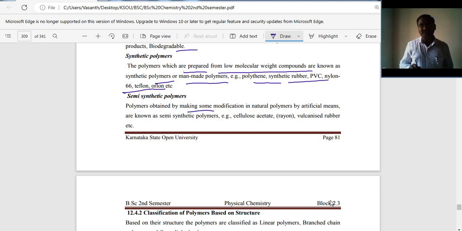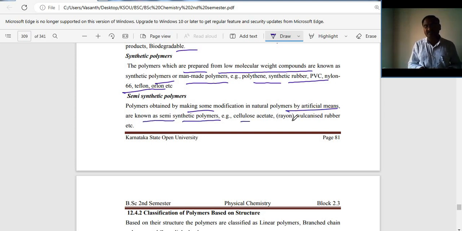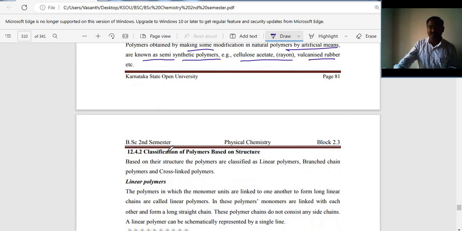Semi-synthetic polymers are polymers obtained by making some modification in natural polymers by artificial means. Examples: cellulose acetate, that is called rayon, and vulcanized rubber. These are all examples of semi-synthetic polymers.